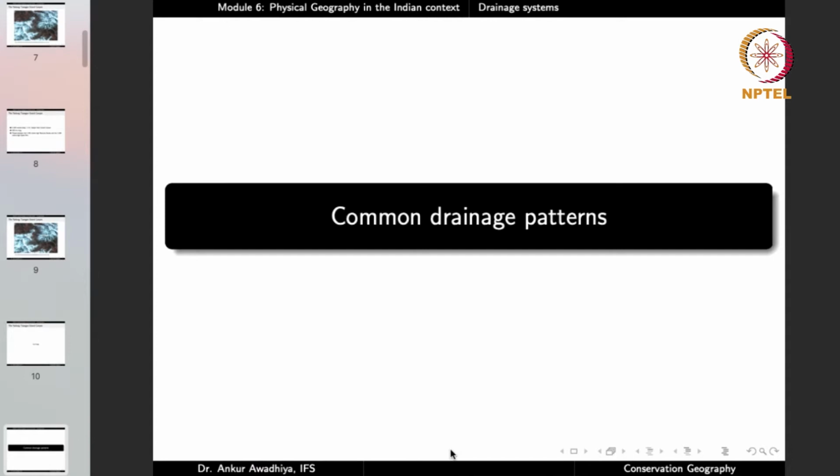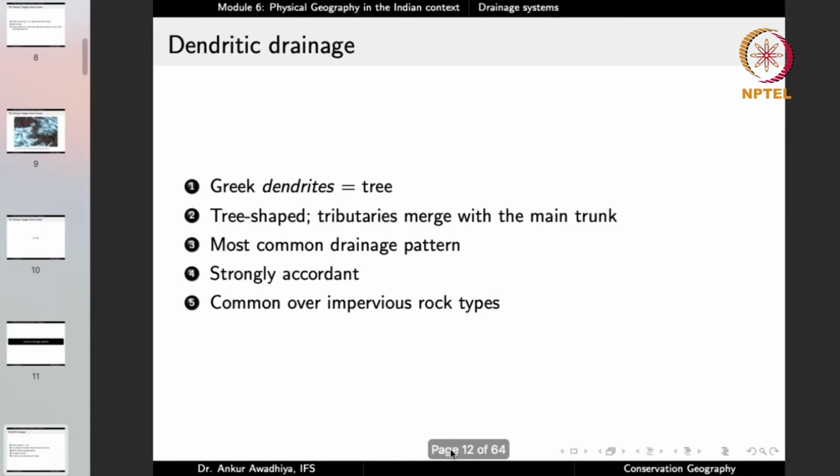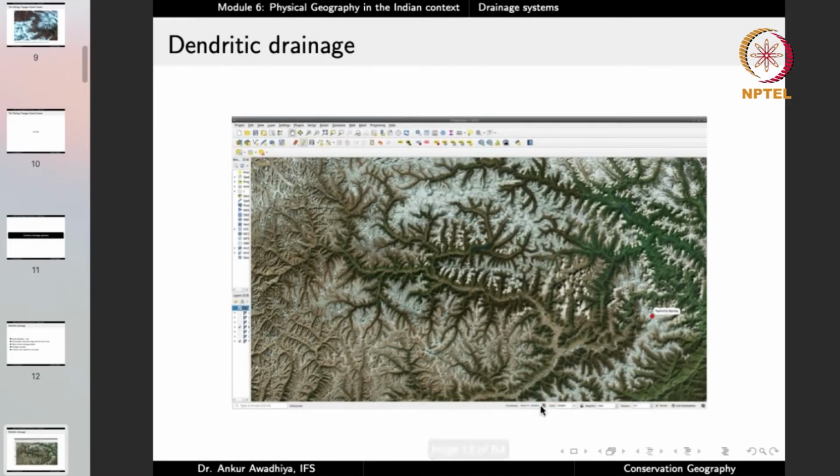Now let us have a look at some common drainage patterns. What kinds of drainages do rivers make? The most common drainage is the dendritic drainage. The term comes from the Greek word dendritis, which means a tree. So this is a tree-shaped drainage where tributaries merge with the main trunk. This is how it looks.